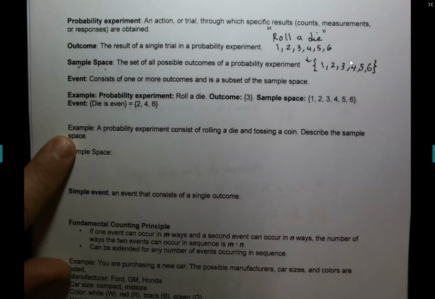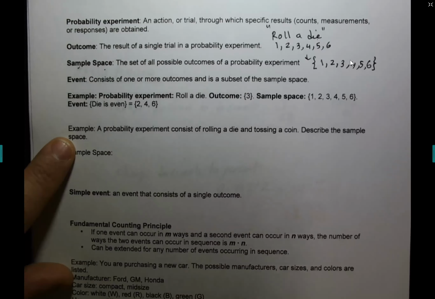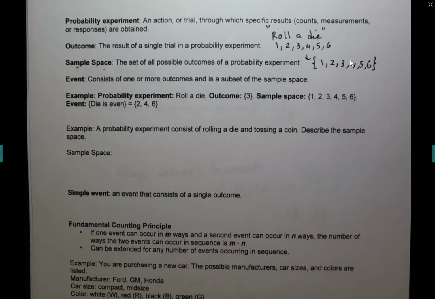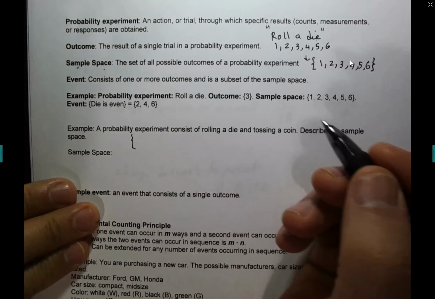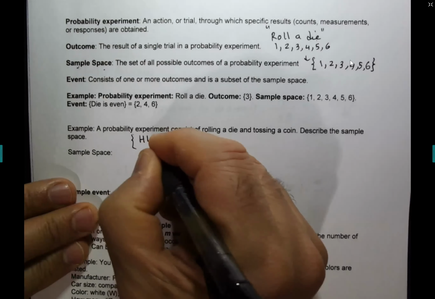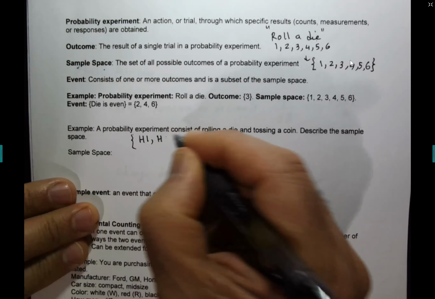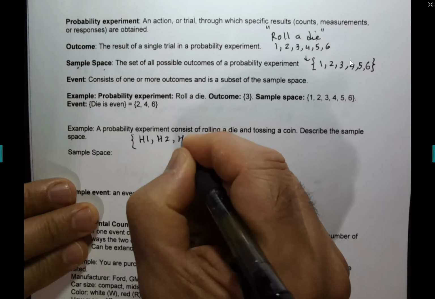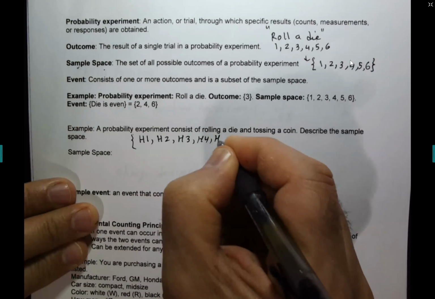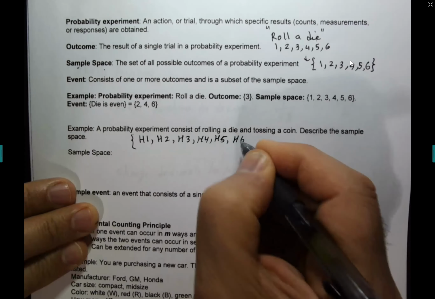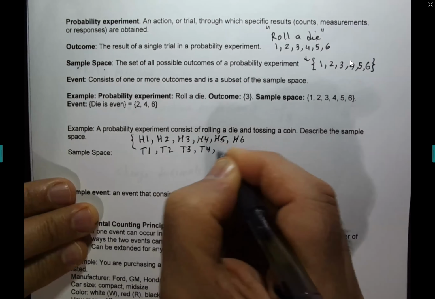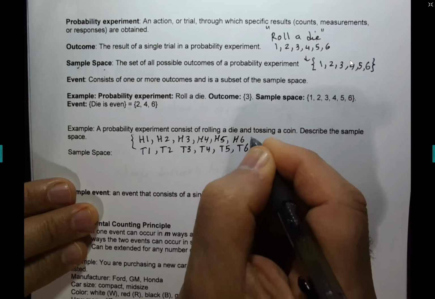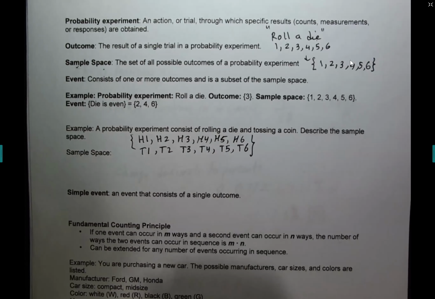We've done this example, but I'm going to write it right here. A probability experiment consists of rolling a die and tossing a coin. Describe the sample space. So we listed them. We had head 1, head 2, head 3, head with a 4, head with a 5, head with the 6, and then tail with the 1, tail with the 2, tail with the 3, tail with the 4, tail with 5, tail with 6. This is the sample space.